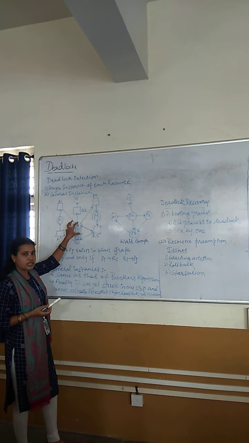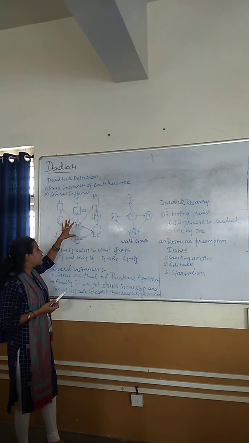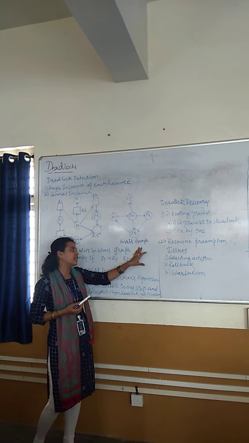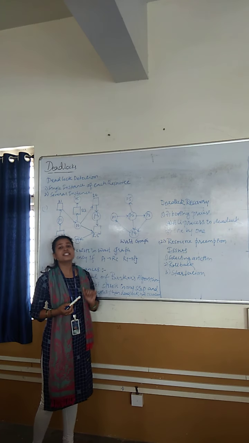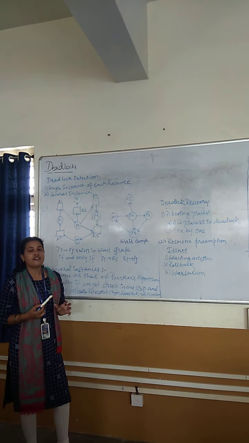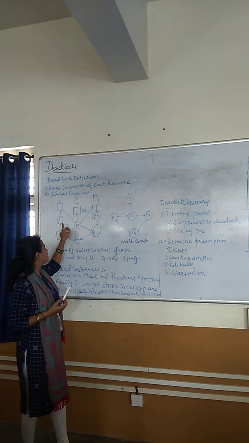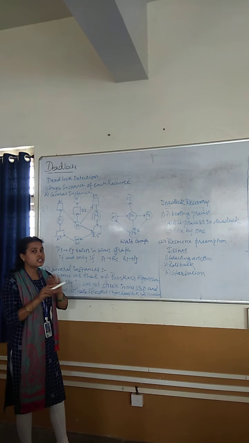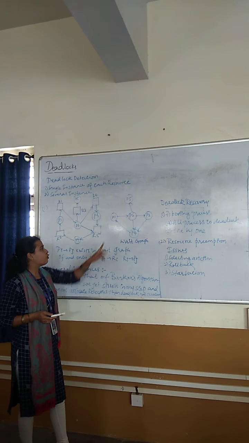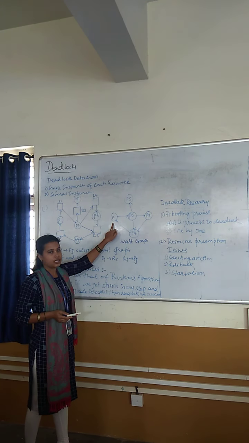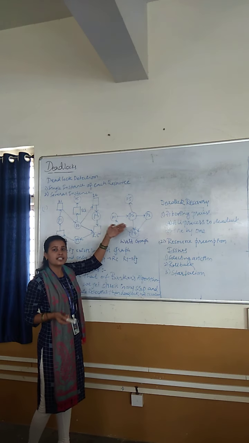Once the resource allocation graph is given, you draw something called a wait-for graph. What is a wait-for graph? In the wait-for graph, we again have a set of vertices and edges. Vertices will be the processes. Here resources are not involved, only the processes. And what are the edges?